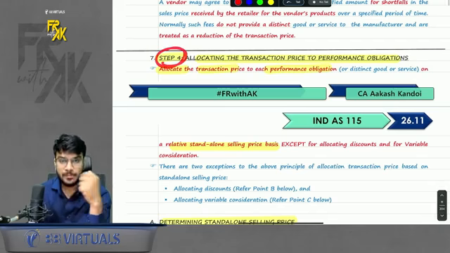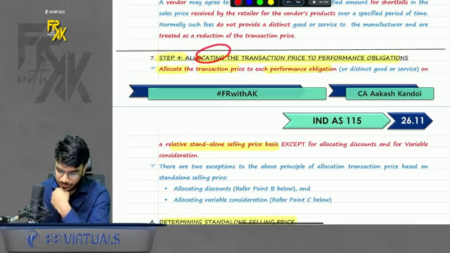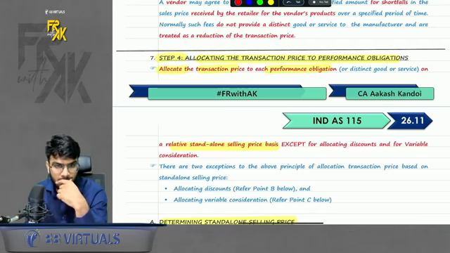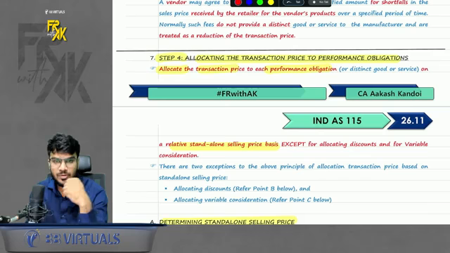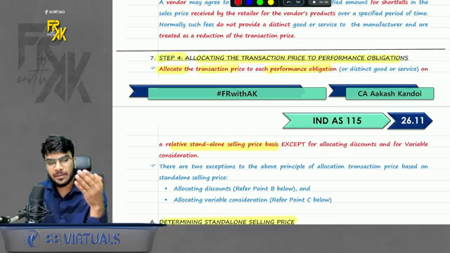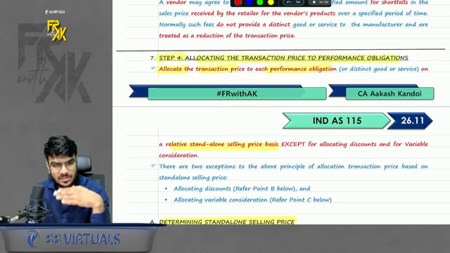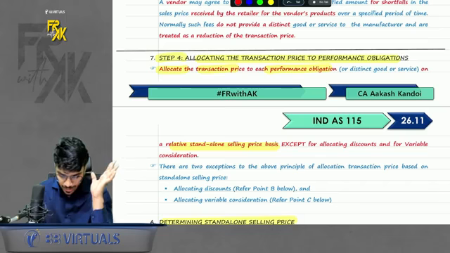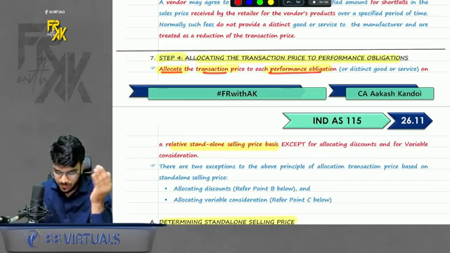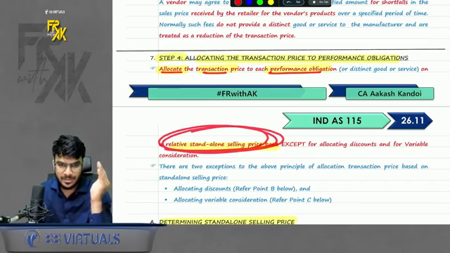Now we move on towards step number 4, and that is allocating the transaction price to performance obligations. What is the meaning of this? Remember my Reliance example, where Reliance was providing me 3 services and charging 10,000. So I allocated that 10,000 between all the 3 services in the ratio of standalone selling price. That is exactly what we will do in step number 4: allocate the transaction price to each performance obligation on a relative standalone selling price basis.